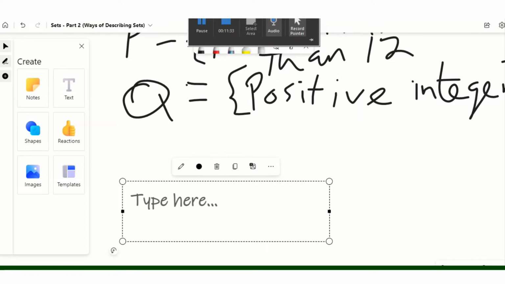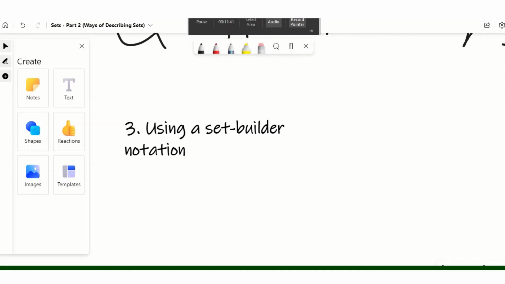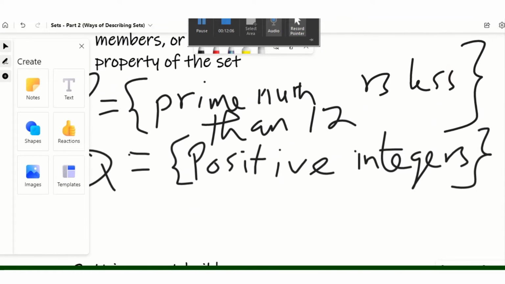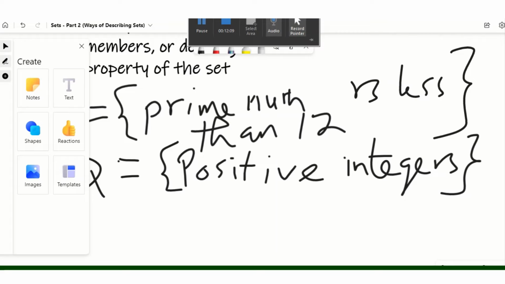All right. So number 3, the third way of describing sets. Like I was saying, the third one, we are going to use a set builder notation. That's the third way of describing a set. So in an exam, you can be presented with a set question. You could be given a word description. The set will be defined as a word description, something like what we have here.